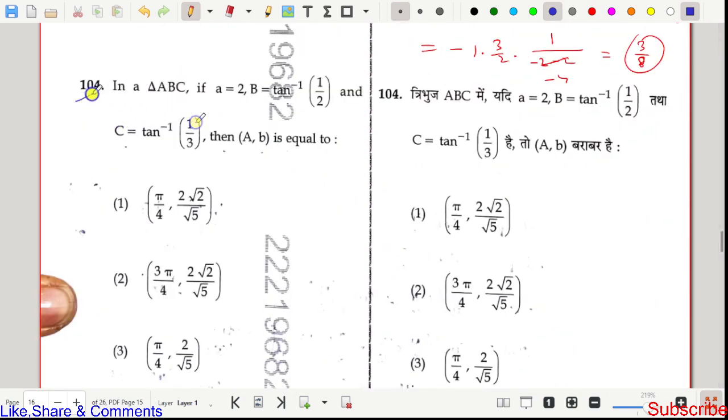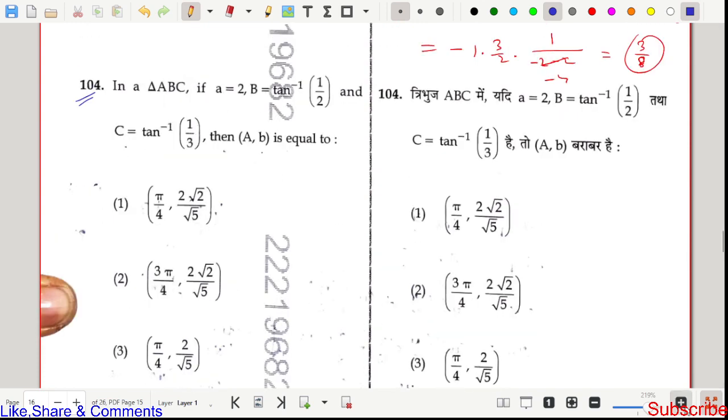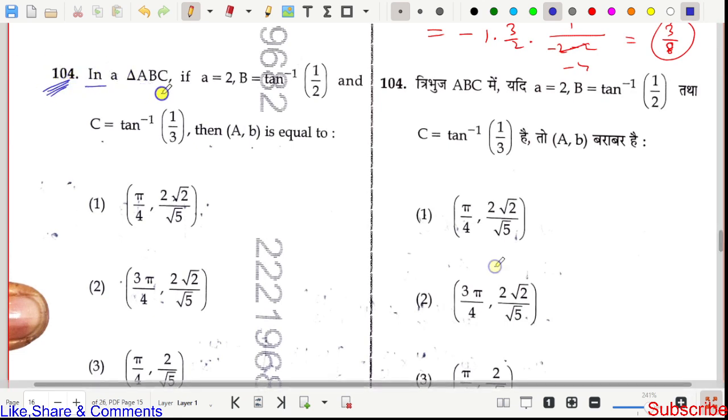So next question, question number 104. In triangle ABC, if a equals 2, B equals tan inverse 1/2, and C equals tan inverse 1/3, then find the coordinates A and b.